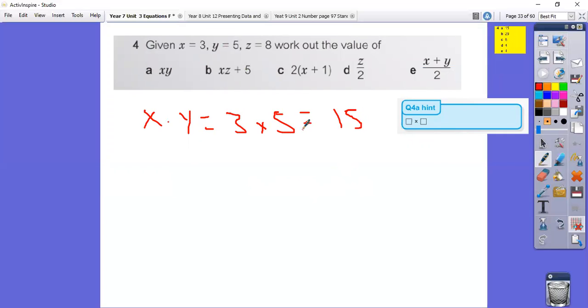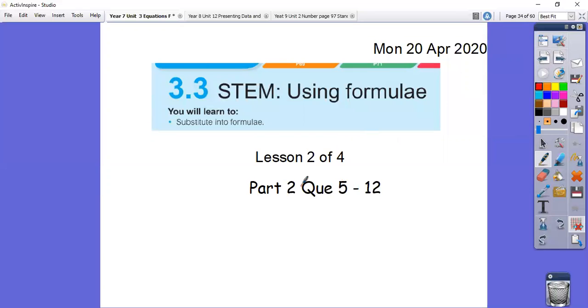As I said, we will do this session live on Zoom, which has already been scheduled for you. If you can join me, that would be great. If not, please go ahead and do the questions using this recording. Tomorrow we will move on to lesson 2 of 4, part 2, where we will continue looking at questions 5 to 12. This is slightly different: if you're in 7D, this will apply to you. If you're in 7B, this lesson will take place on Tuesday.